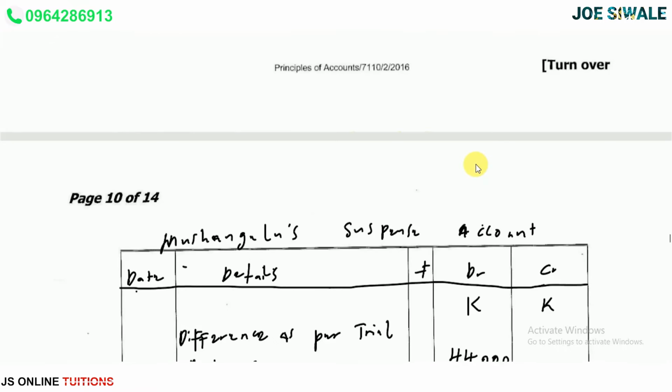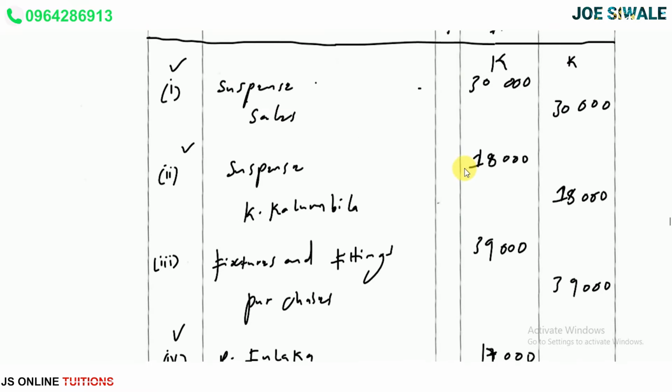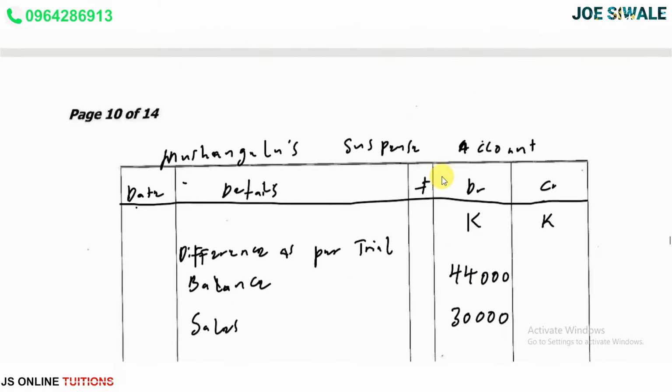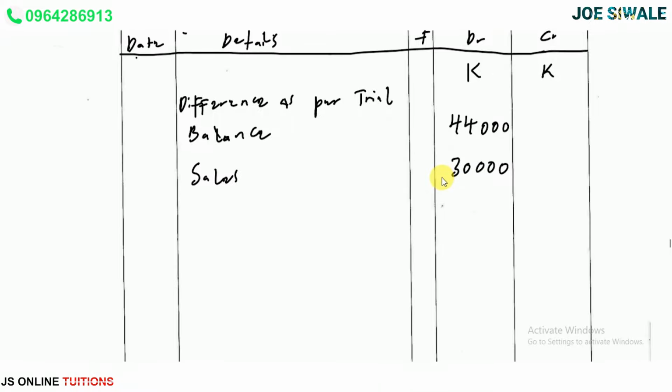Let us look at another transaction. Roman numeral 2 was also affected by the suspense. It is on the debit side as 18,000. So we're going to record K Kalumbila in our details there. Then we are going to debit 18,000.